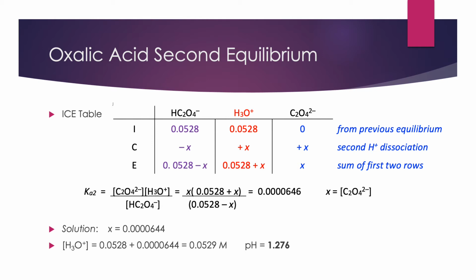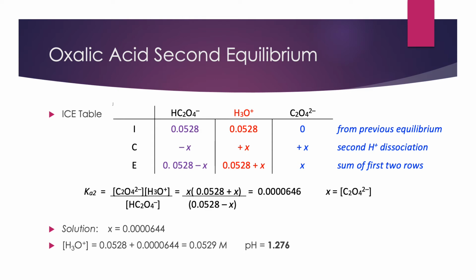So let's take a look at how that affects the concentration of hydronium ion as a whole. The equilibrium concentration of hydronium ion, which is in the E line of the ice table, is 0.0528 plus x. The x is equal to 0.0000646, so when we add those two together, we'll end up with a final concentration of H3O plus of 0.0529 molar. So it really only increased by 0.0001 molar. So now the pH, instead of being 1.277, is 1.276.